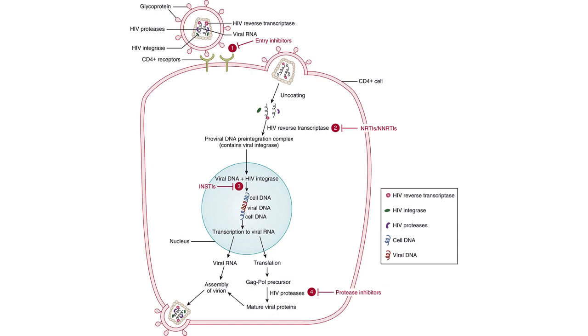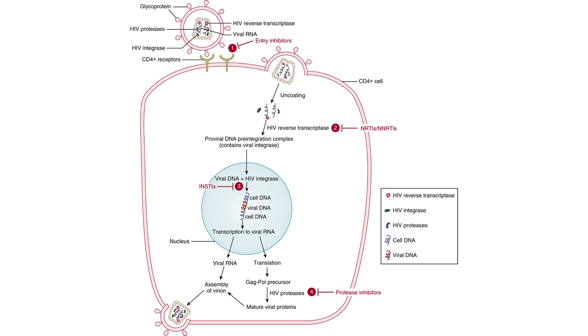So these steps are inhibited by certain drugs for us to control infection with HIV. We can prevent the entry of HIV by blocking CD4 or by blocking chemokine receptor 5 and chemokine receptor 4. We have drugs for those. We can prevent the conversion of viral RNA to viral DNA by inhibiting HIV reverse transcriptase.